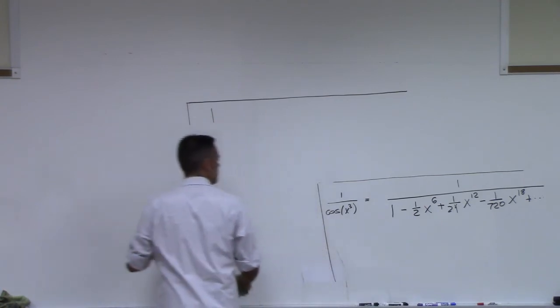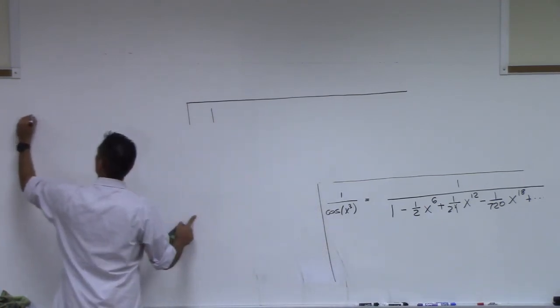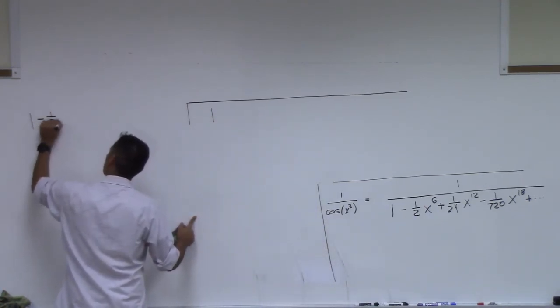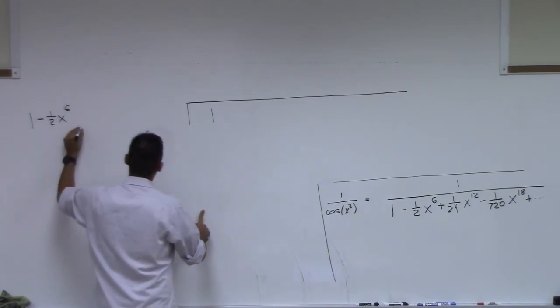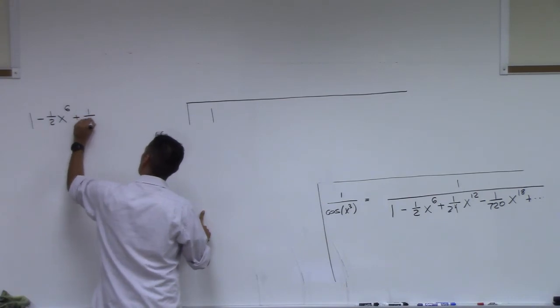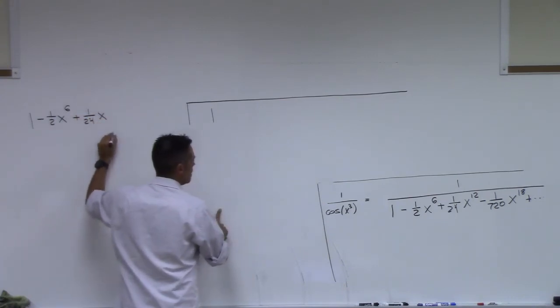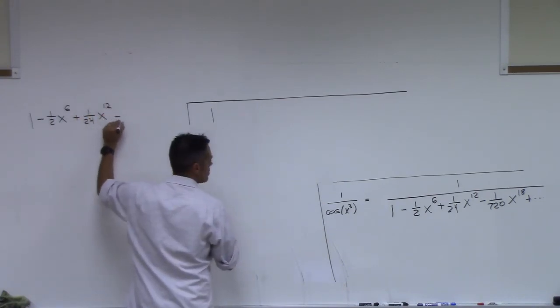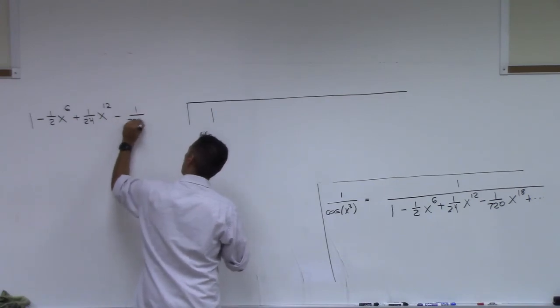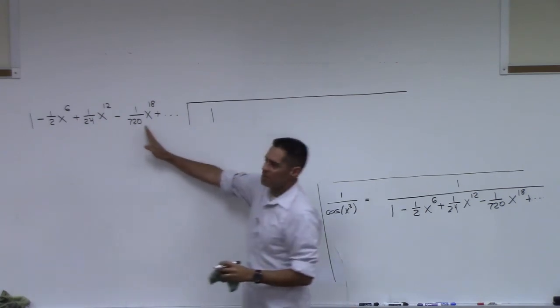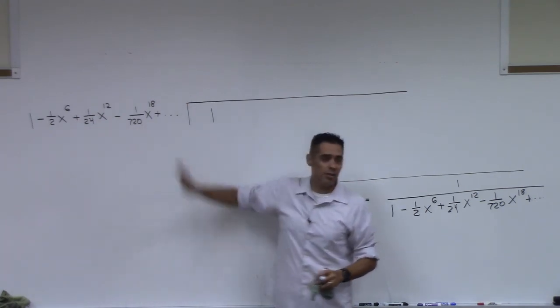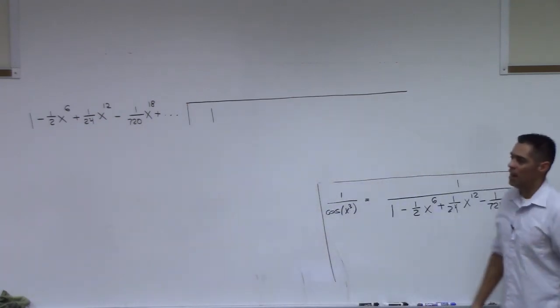1. And on the outside, 1 minus 1/2 x to the 6th plus 1 over 24 x to the 12th minus 1 over 720 x to the 18th plus dot, dot, dot, right? These dot, dot, dots are out here in front of this division. And now I have to divide.